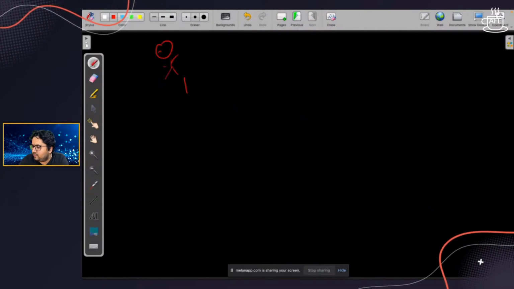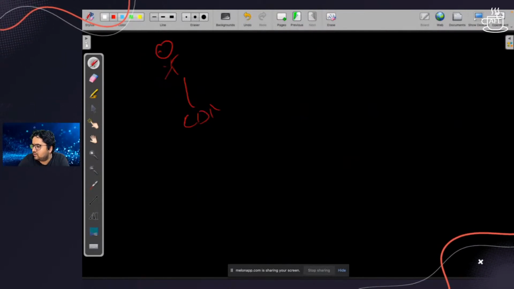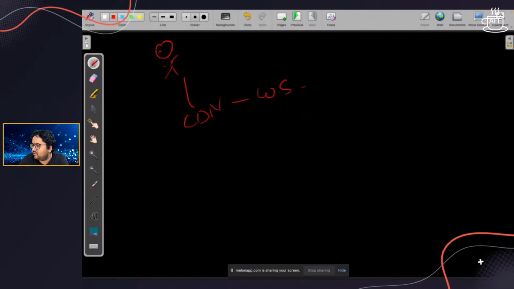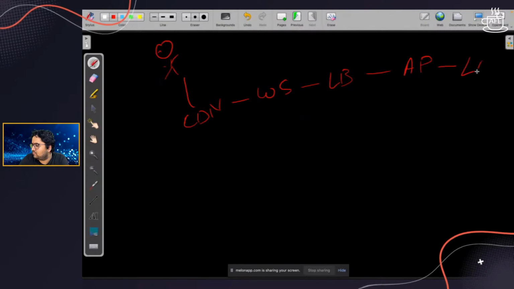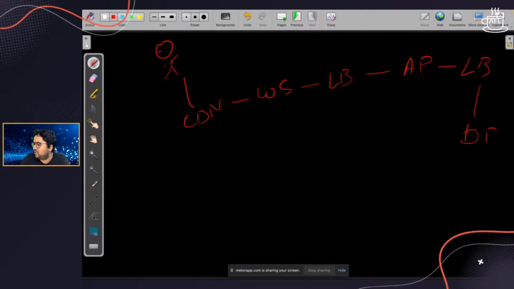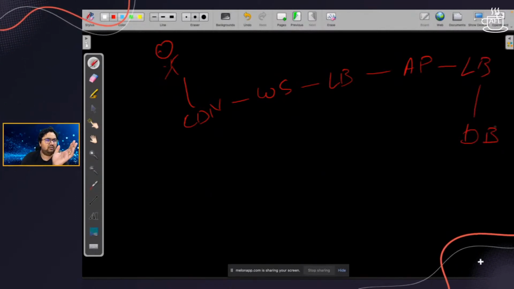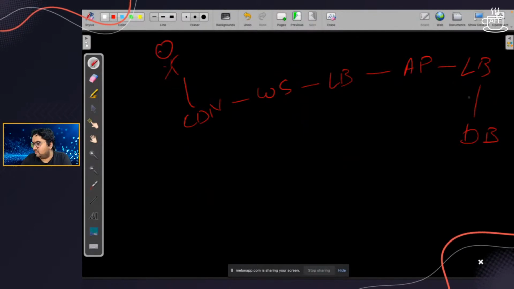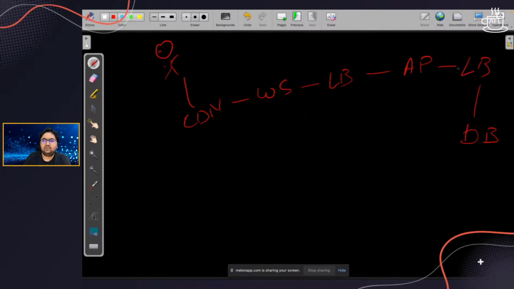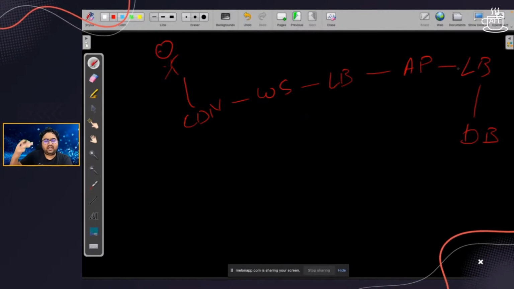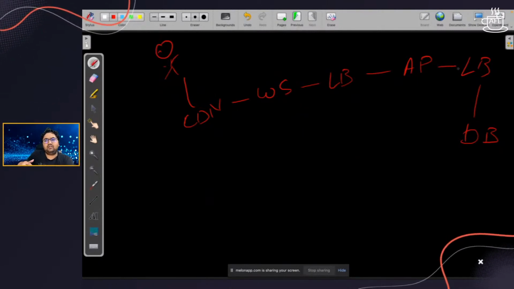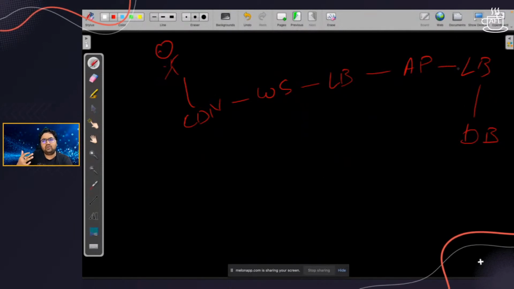So my favorite user, CDN, web server, LB, app server, LB, DB. All right, and that's the path. Now, caches are another piece of technology which you can rely on at every level, and these could further help you improve your game of delivering stuff, right?